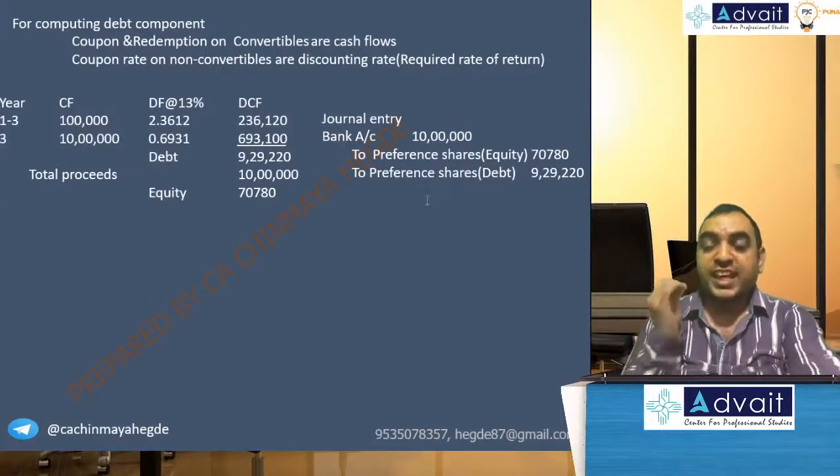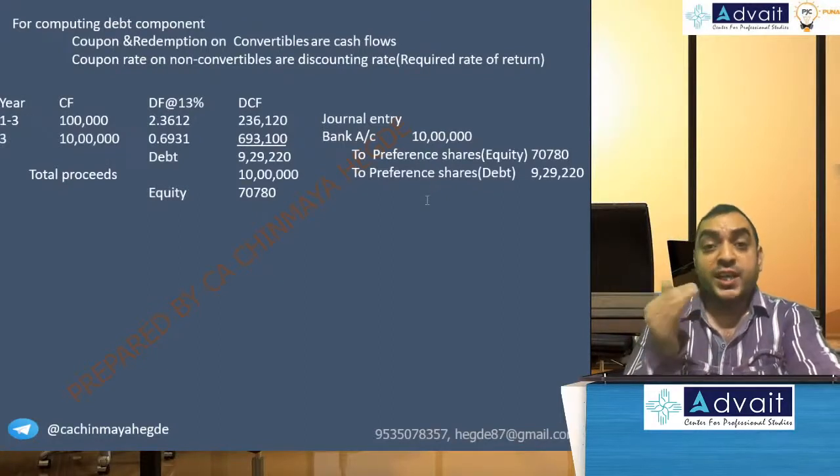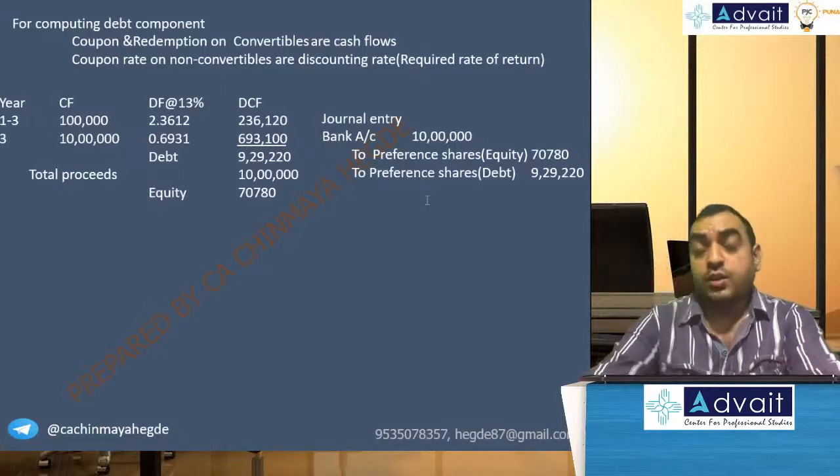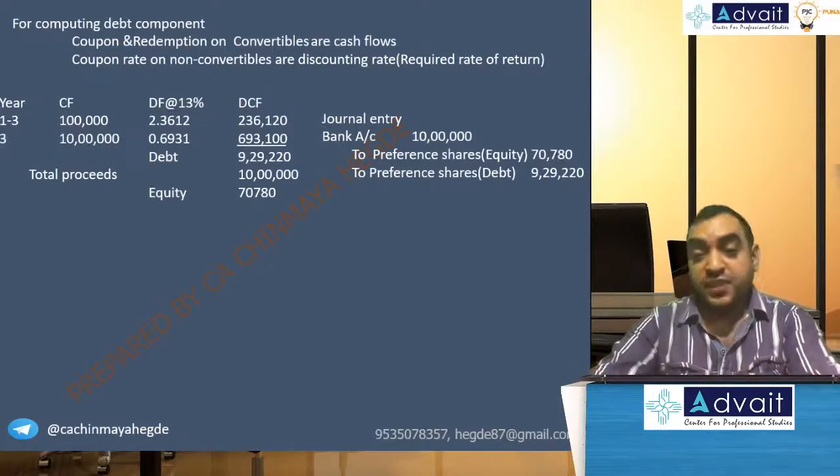So the preference share equity element goes to reserves and surplus. I mean, in other equity, under that we write share capital. The preference share debt component will be shown under non-current liabilities, under long-term borrowings. Now, how will things happen every year? Let me just show you the table.